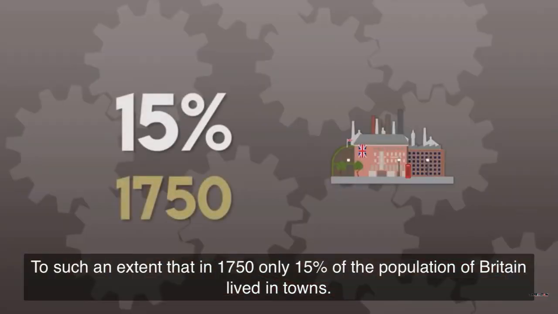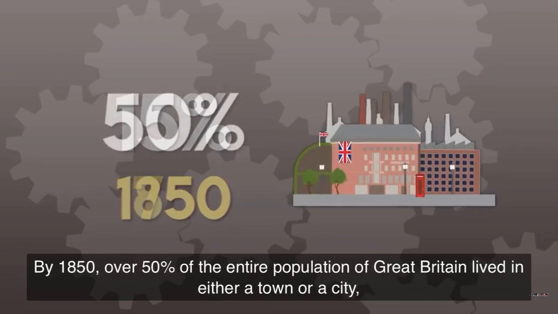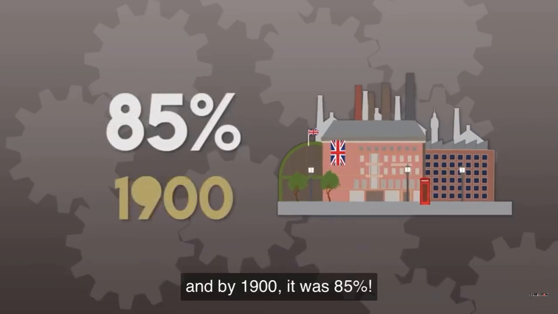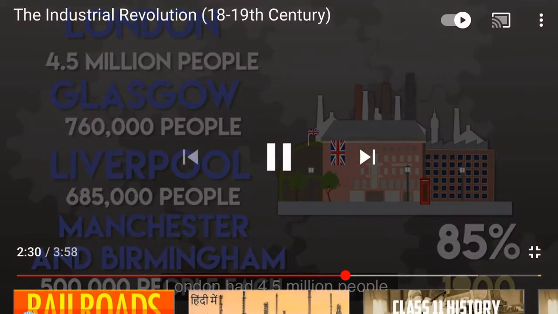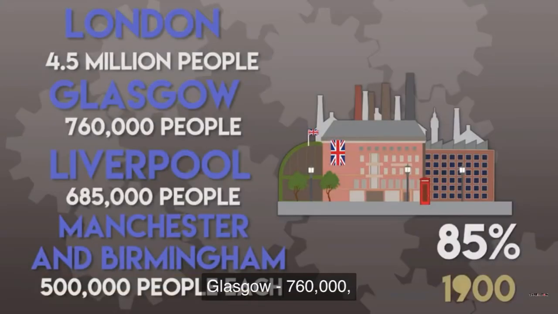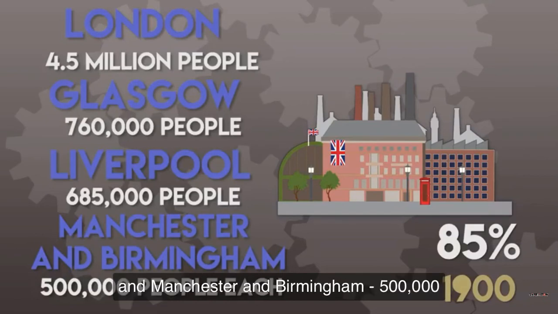15% of the population of Britain lived in towns. By 1850, over 50% of the entire population of Great Britain lived in either a town or a city, and by 1900 it was 85%. London had 4.5 million people, Glasgow 760,000, Liverpool 685,000, and Manchester and Birmingham 500,000.